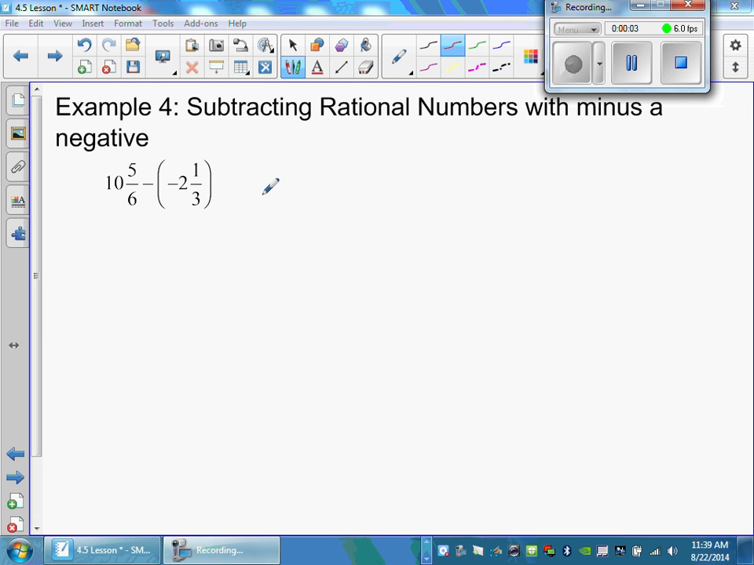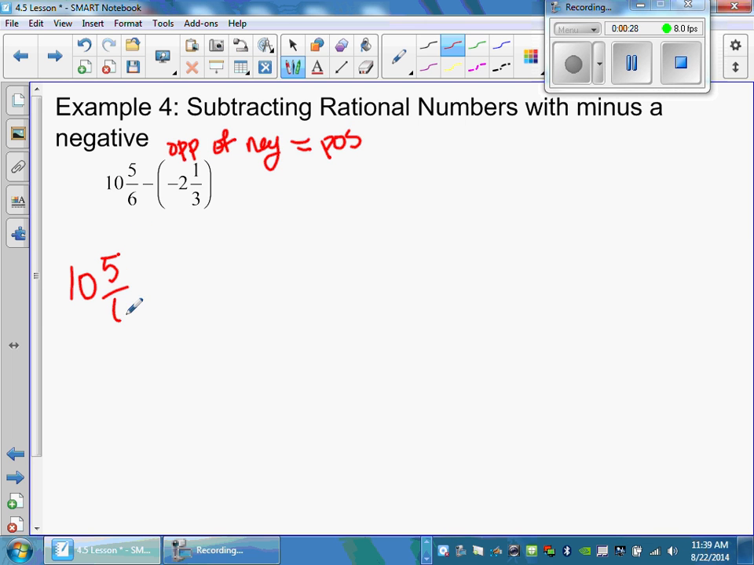Alright, we are ready to subtract rational numbers, and this is what I call minus and negative. We talked about how when you have minus and negative, that's the same as the opposite of negative. Well, the opposite of negative is a positive. So this becomes 10 and 5/6 plus 2 and 1/3. And then this is just a regular fraction problem. You need a common denominator.